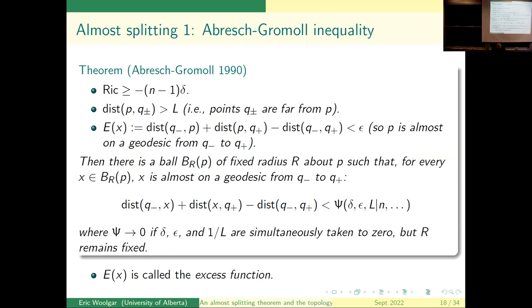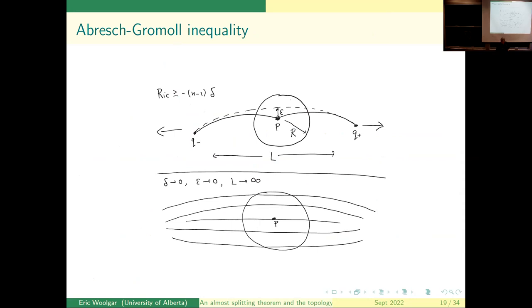Let me see if I can get ahead of myself a little bit here. So to understand this, let me go to the picture, which is the next slide. The idea is to take two points, which are very far separated, Q plus, Q minus, and then take a midpoint, which is literally almost in the middle. So they are almost along a line.